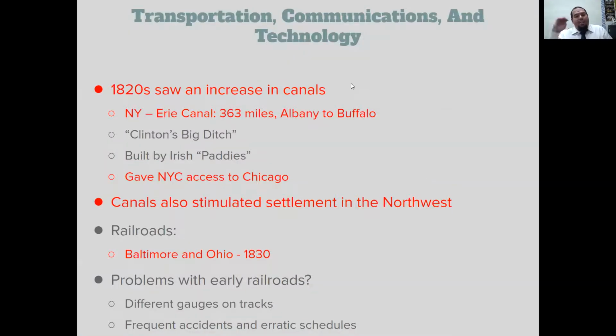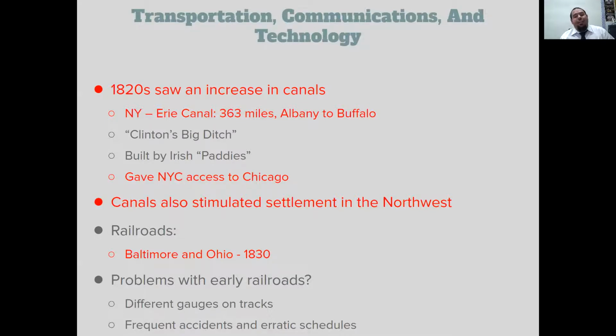Okay, so transportation, communication, and technology. The 1820s saw an increase in canals, especially in New York, with the formation of the Erie Canal, 363 miles connecting Albany to Buffalo. And then you have something called Clinton's Big Ditch, where the governor of New York, it was his ditch. That's what they nicknamed it. It was also built by the Irish, who were nicknamed Paddies, and it also gave New York City access to Chicago as it stretched across the Great Lakes.